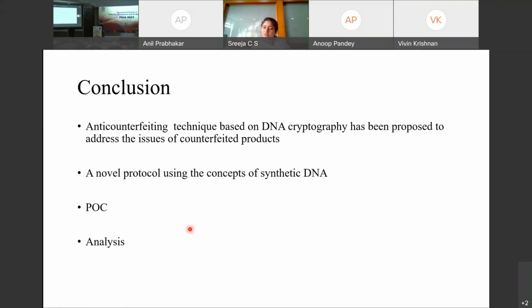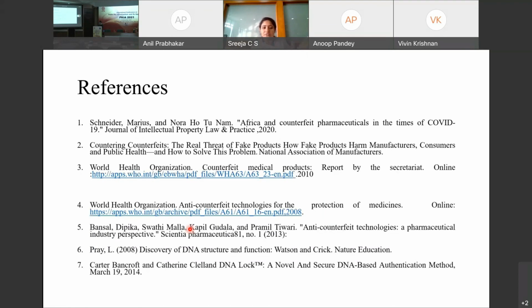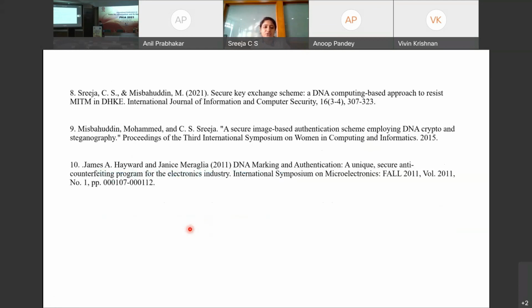So the proposed anti-counterfeiting method is novel in terms of the synthetic DNA keyword, and the POC and analysis part is done for the protocol. And these are a few of the references. There are many; I included only 2.